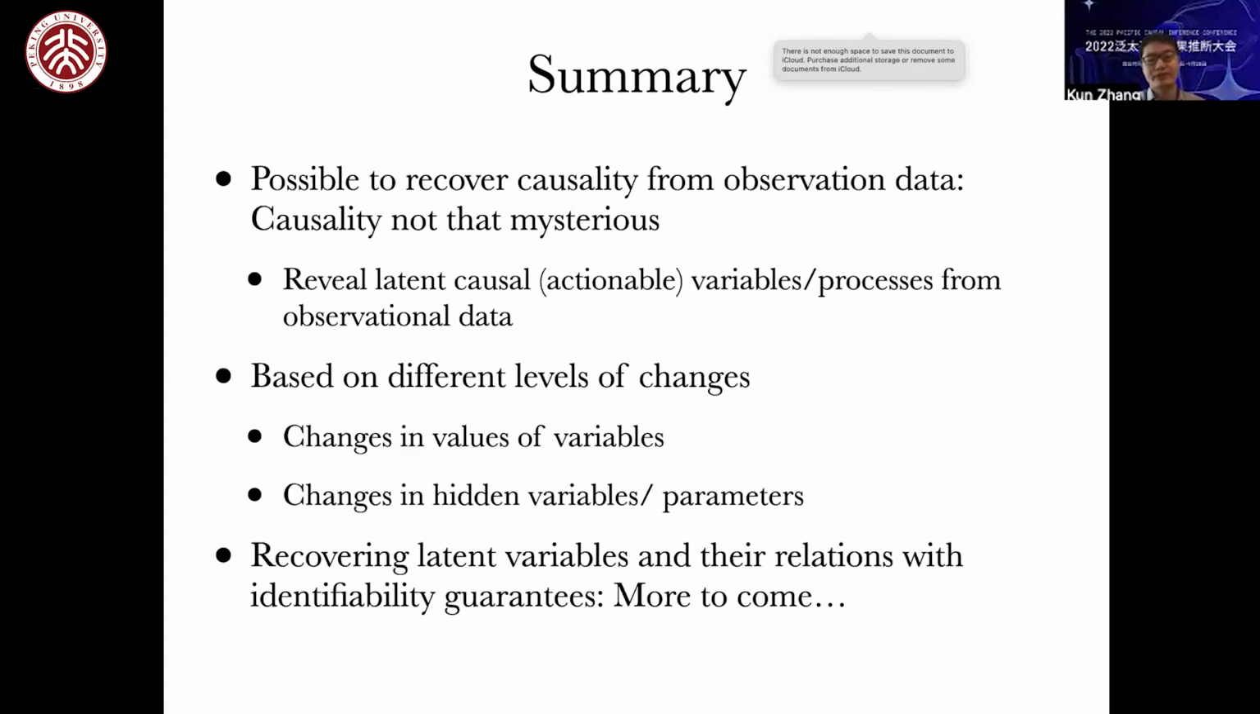Basically, we make use of different levels of changes in the data. You may make use of different values of the variables. This is one level of the changes. And you may make use of the change in hidden variable parameters. Essentially, you make use of multiple distributions or heterogeneity. And finally, I would like to say that this is only the beginning of causal representation learning. In the long run, it's really essential to recover all those relevant latent variables and their relations with the identifiability conditions. There are so many scenarios to consider.